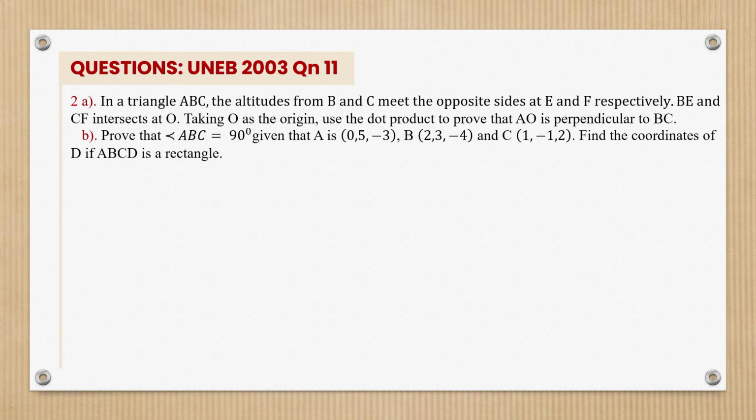Then in part B, we're told to prove that the angle ABC is equal to 90 degrees, given that A is the coordinates (0, 5, -3), B is (2, 3, -4), and C is (1, -1, 2). Find the coordinates of D if ABCD is a rectangle. Let's start with part A.